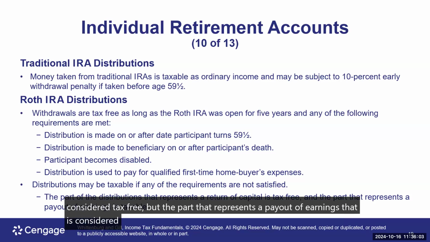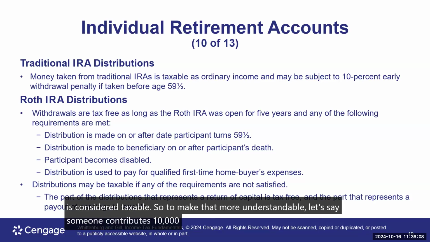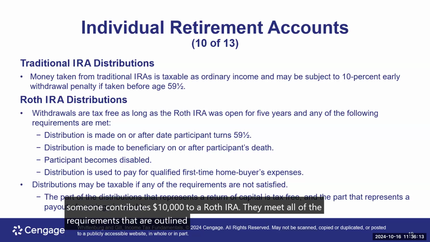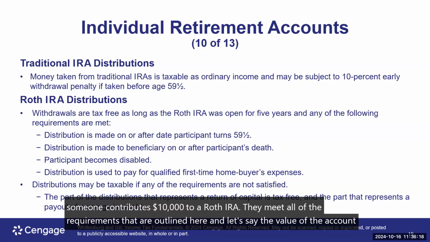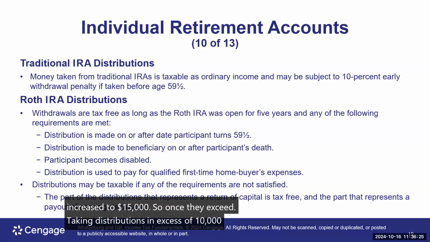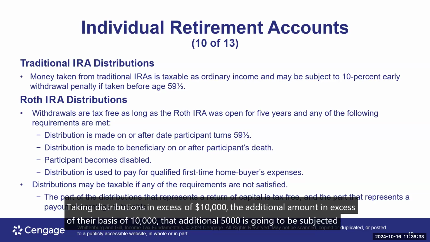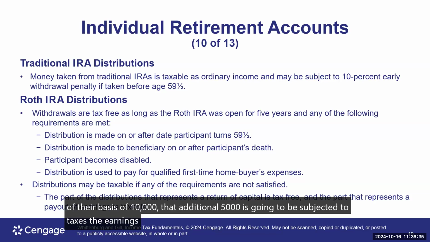To make that more understandable, let's say someone contributes $10,000 to a Roth IRA. They meet all of the requirements that are outlined here. And let's say the value of the account increased to $15,000. Once they take distributions in excess of $10,000, the additional amount in excess of their basis of $10,000, that additional $5,000, is going to be subject to taxes. The earnings, not the contributions.